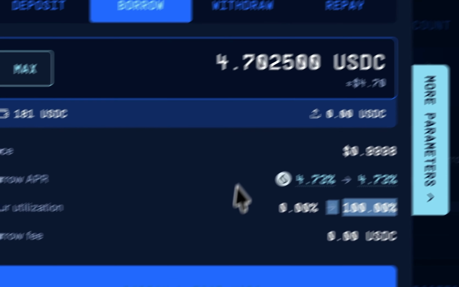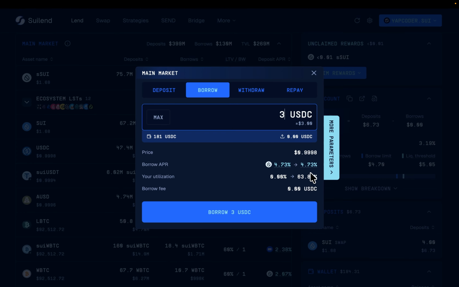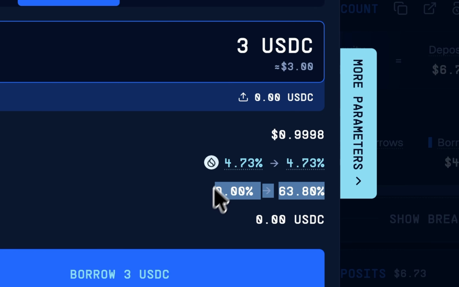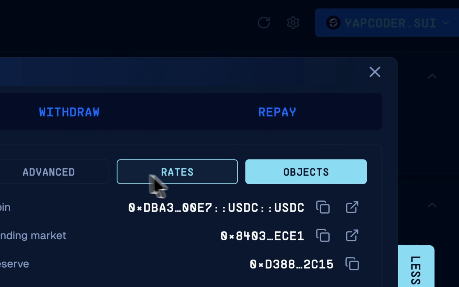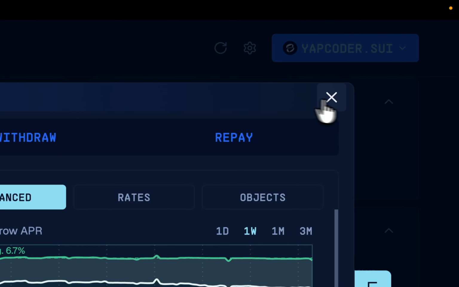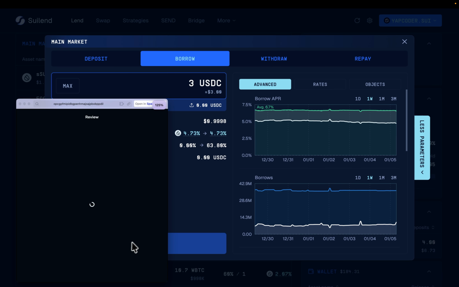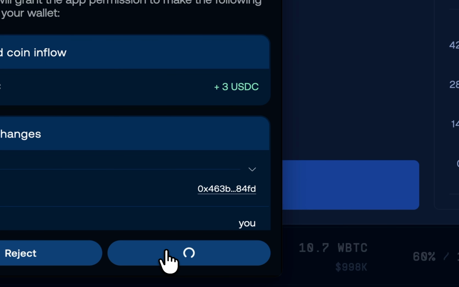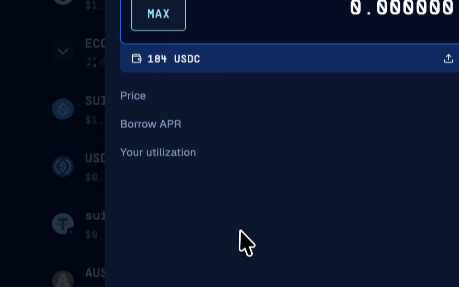You can also see the position details, the borrow APR, and my utilization, which is basically how much of your account you are utilizing here. So currently 63%. If I borrow 3 USDC, then there's the borrow fee, if there's any fee for me to borrow. You can also see more parameters if you want. But let's just borrow that money. So I approve that, and I've borrowed 3 USDC. Now you can always repay your loan whenever you want to. Just click on repay and then repay your loan.